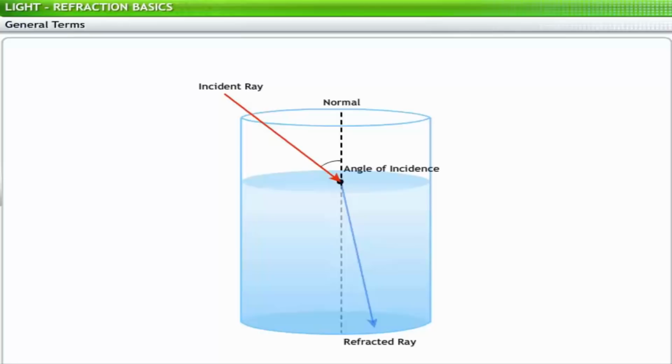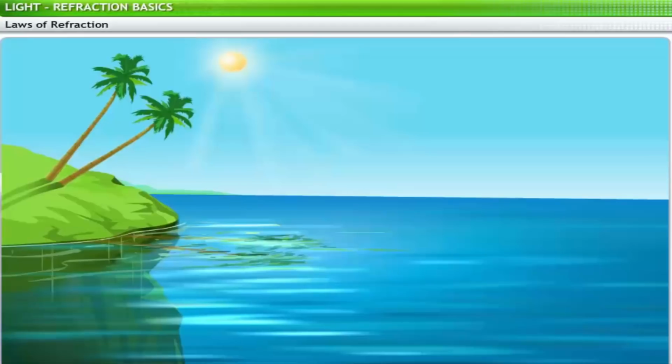The angle formed between the incident ray and the normal at the point of incidence is known as the angle of incidence. The angle between the normal and the refracted ray is known as the angle of refraction. Let us consider a light ray traveling from air to water. As you can see, the ray of light bends towards the normal. The incident ray and the refracted ray are in the same plane.